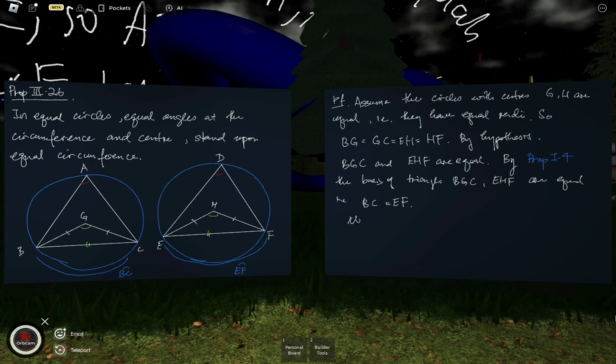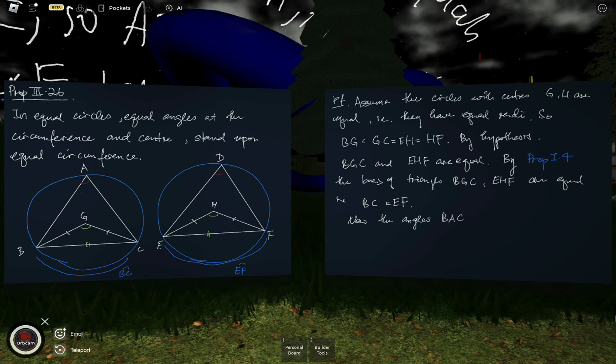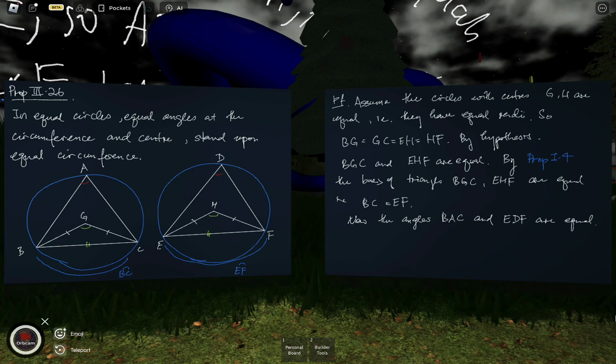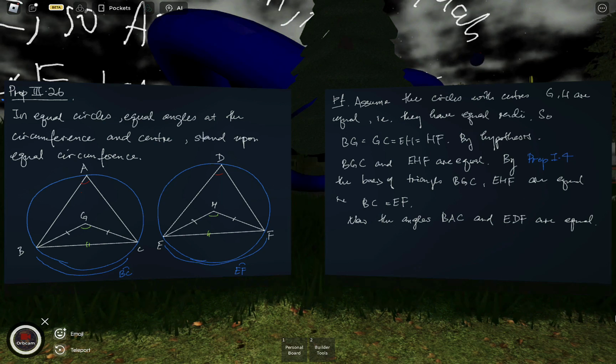So now the angle, this is the other assumption that we made, the angles BAC, this is the red marked angles, BAC and EDF are equal, right? And what do we know about this? Those segments, the segments BAC and EDF are similar, right? This is the definition of the segments being similar.